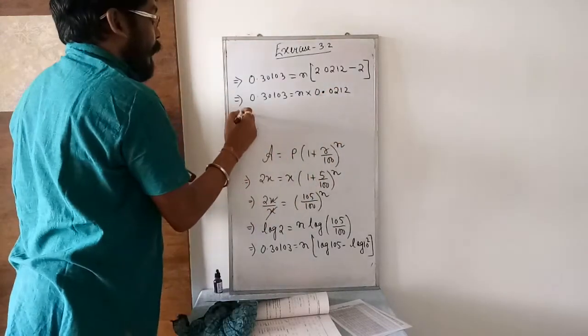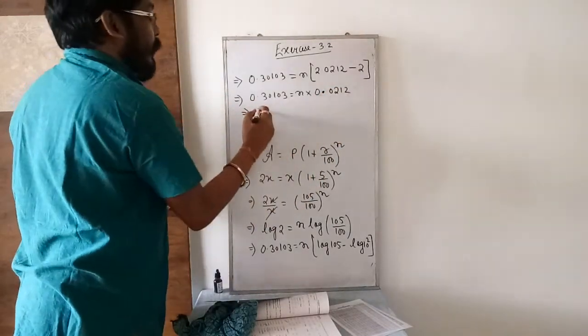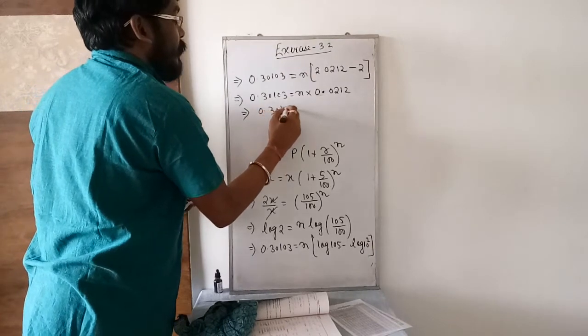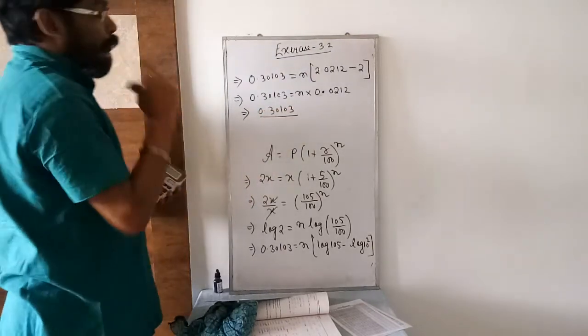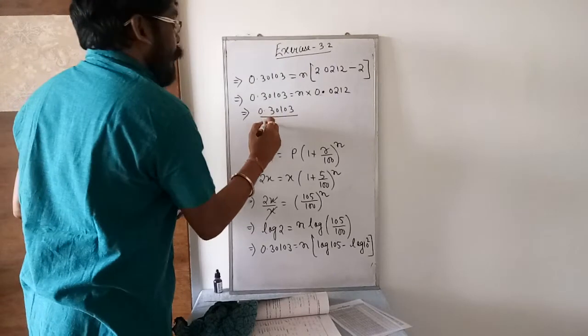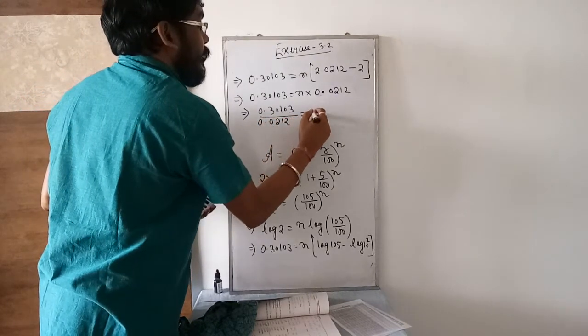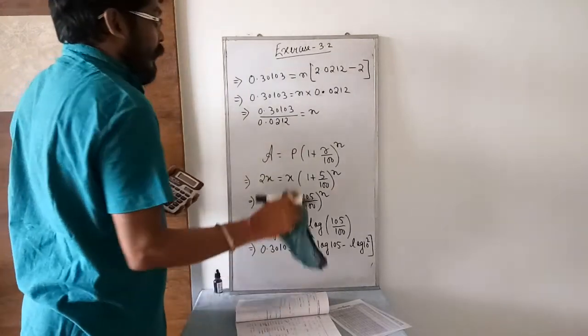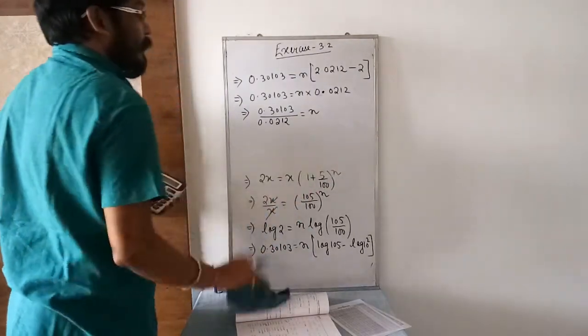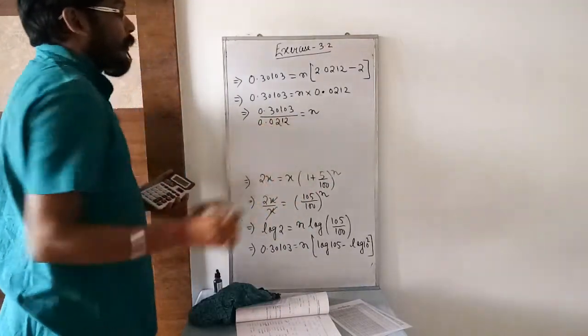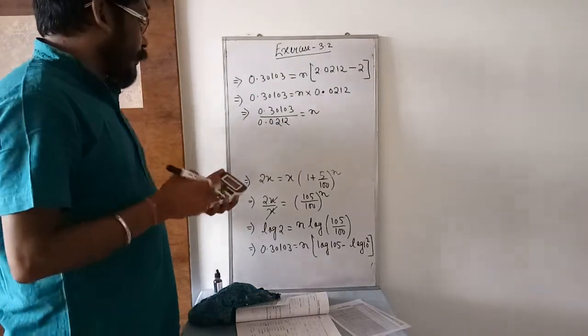I have to find the value of n, so it will come here. When it changes sides, it will come as 0.30103 upon 0.0212, which is n. So I will divide it now. You have to do all this division manually, but I will use a calculator here.